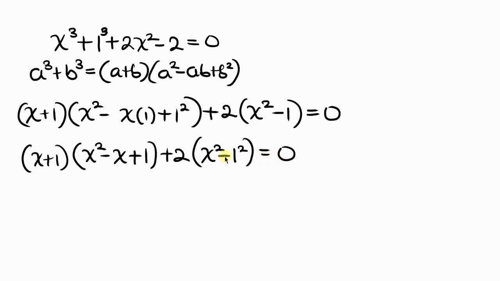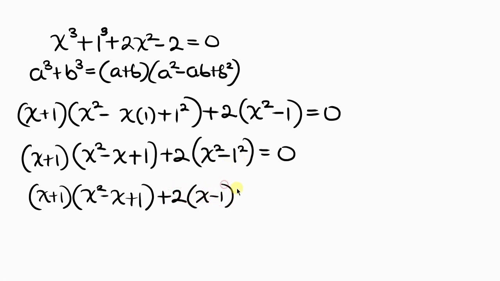So this is actually difference of 2 squared. So we can express this in the form of difference of 2 squared, so that we have x plus 1 times x squared minus x plus 1, plus 2 times, difference of 2 squared, x minus 1 times x plus 1. And this is equal to 0. Now notice that x plus 1 is actually common, so we can factor out x plus 1.